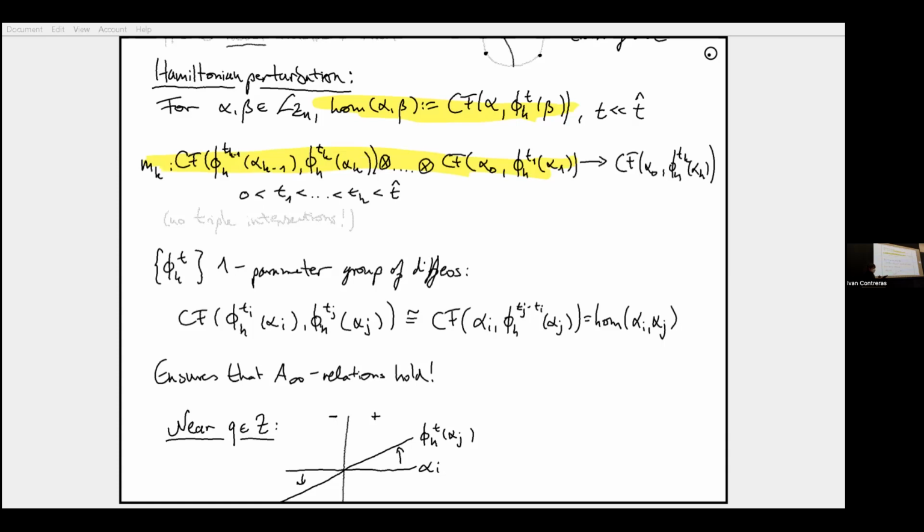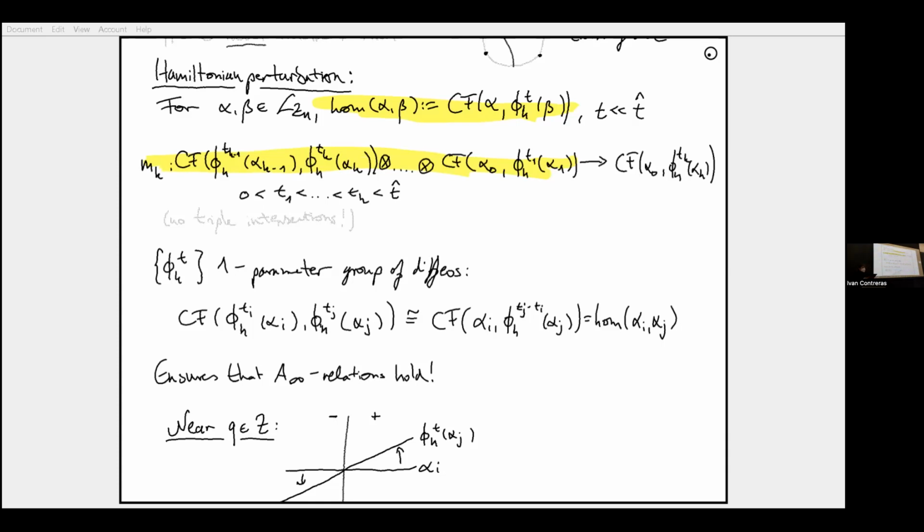They will progressively be perturbed further. So it goes here from alpha 0 to alpha 1, which is perturbed by a time t1. And then the next Lagrangian will be perturbed by a time t2 that is slightly bigger, and the next Lagrangian by a time t3 that is again slightly bigger.